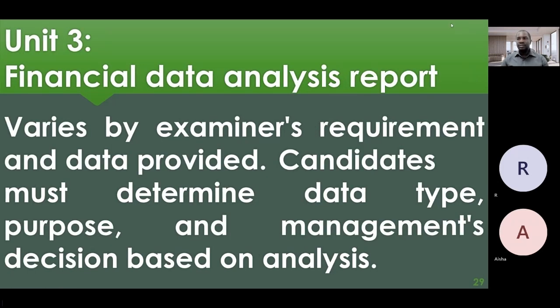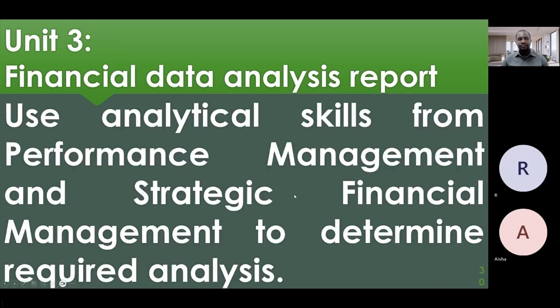So let's move to the 2nd one, which is financial data analysis report. This report varies by the examiner's requirement and the data provided to you in the exhibits. So candidates must determine the data type, the purpose, and the management decision based on the analysis. So in the requirement, you can bring financial data analysis in requirement 1 or 2. So whatever way it is, be sensitive to the examiner's requirement. That's what we are saying.